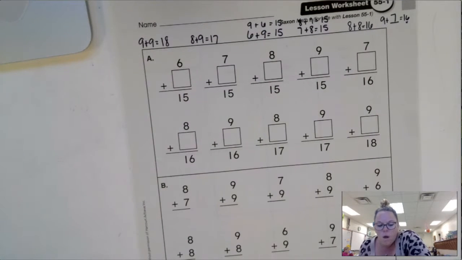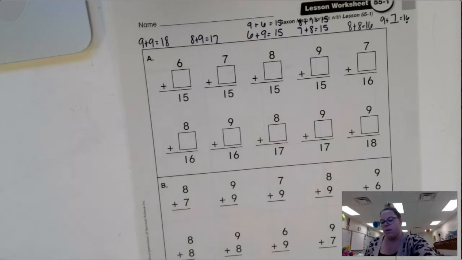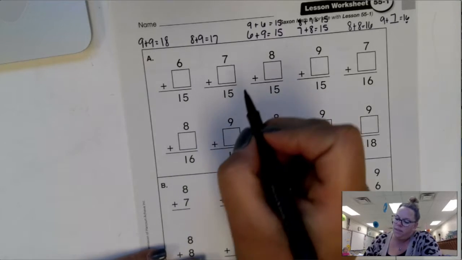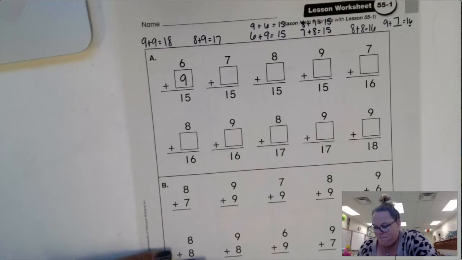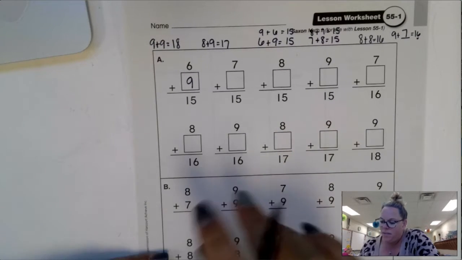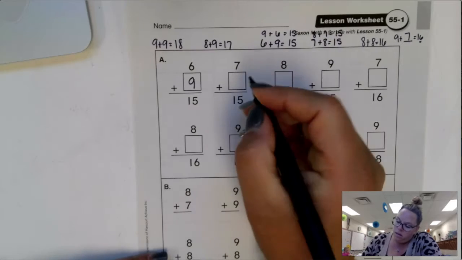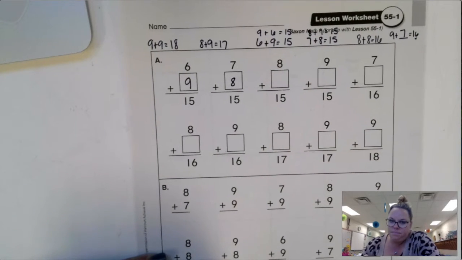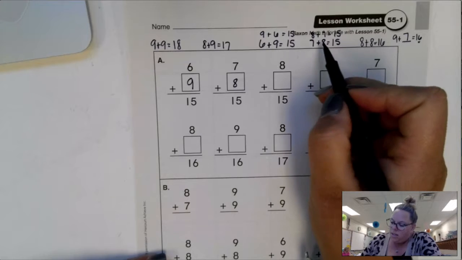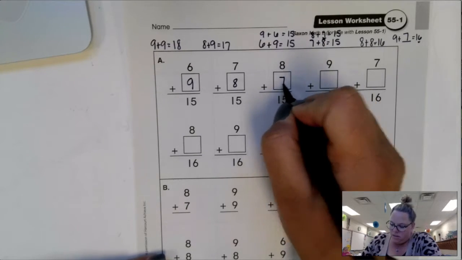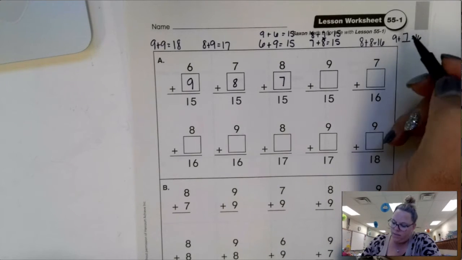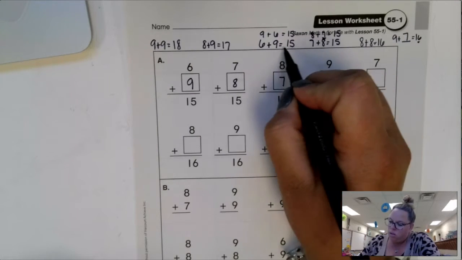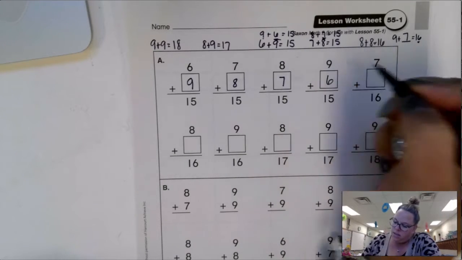So let's go ahead and take a look at our missing numbers. What are we missing here? What's missing? The missing number in the first problem. 6 plus what is 15? 6 plus 9 is 15. 7 plus what is 15? 7 plus 8 is 15. 8 plus what is 15? 8 plus 7. 9 plus what is 15? 9 plus 6 is 15.